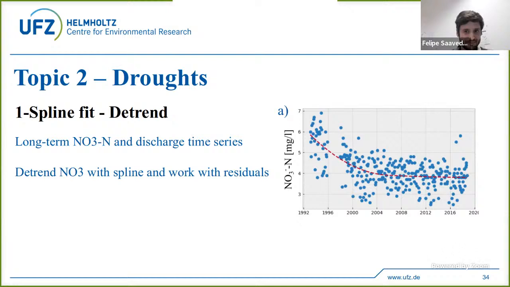To extend this data, I detrended. I also showed that after the 90s, after implementation of policies, the nitrate concentration started declining because of these policies. So I removed this trend using a spline fit, and I work on the residuals of this time series. So this was step one, to extend the length of the data.